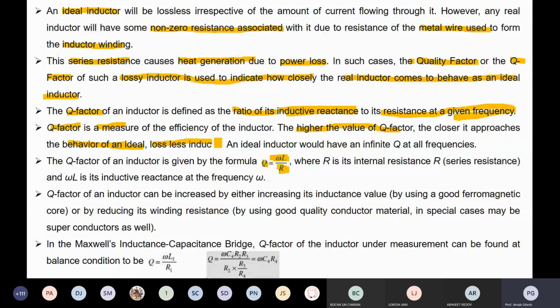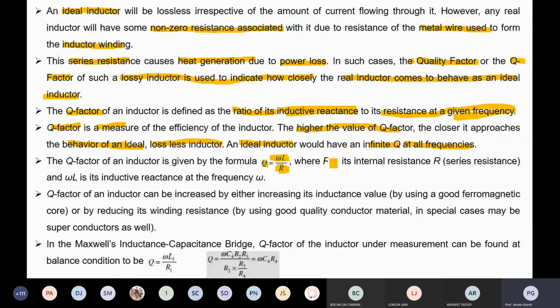An ideal inductor would have an infinite Q at all frequencies. How do you make it infinite Q? If R equal to 0, something divided by 0 is infinite, so Q will be infinite for the ideal inductor. The Q factor of the inductor is given by the formula Q equal to omega L by R, where R is your internal series resistance.